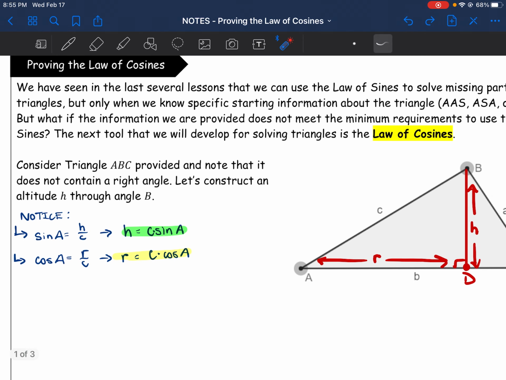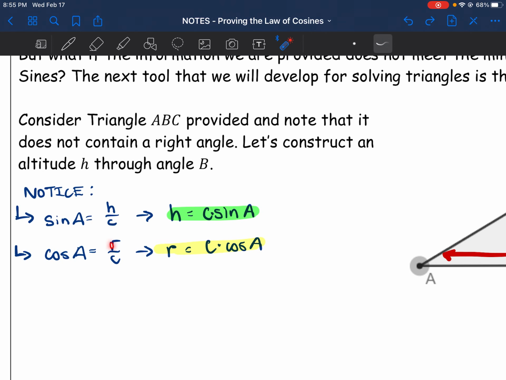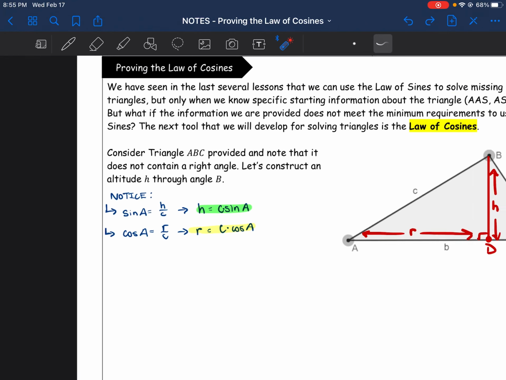Now let's try to find the cosine of this angle A. We know the cosine is the adjacent divided by the hypotenuse. Adjacent to angle A is going to be the side r. Remember, we're looking at this triangle right here. And the hypotenuse, again, is going to be c because that's across from the 90-degree angle. Once more, I'm going to isolate for r, so I'm going to multiply both sides by c. And I get that r is equal to c times the cosine of angle A. Again, I'm going to highlight that because that's going to be pretty important here.